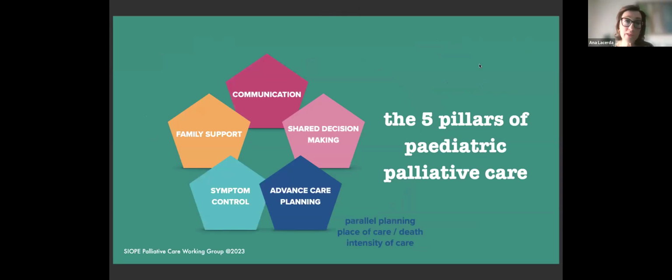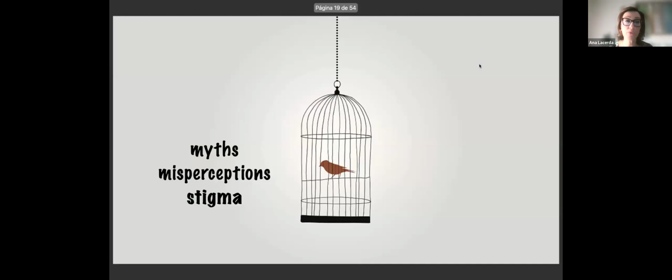And Georgia already told us many things about this, but these are the 5 pillars of pediatric palliative care. So good communication, shared decision-making, advanced care planning, of course, symptom control, and family support. So these are the 5 things that we need to focus on from diagnosis onwards.